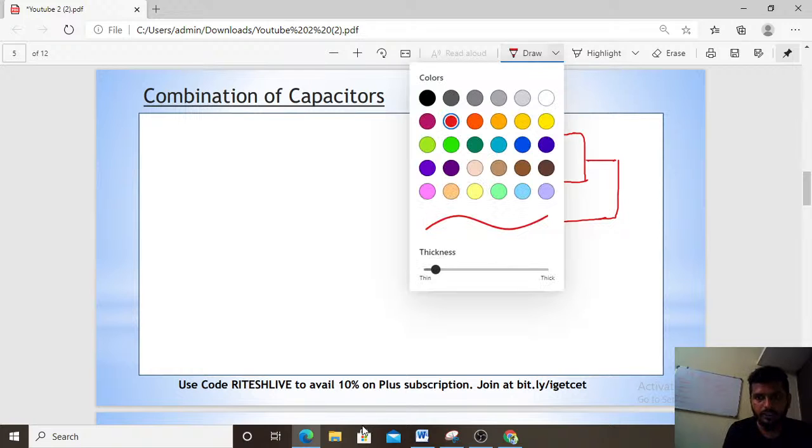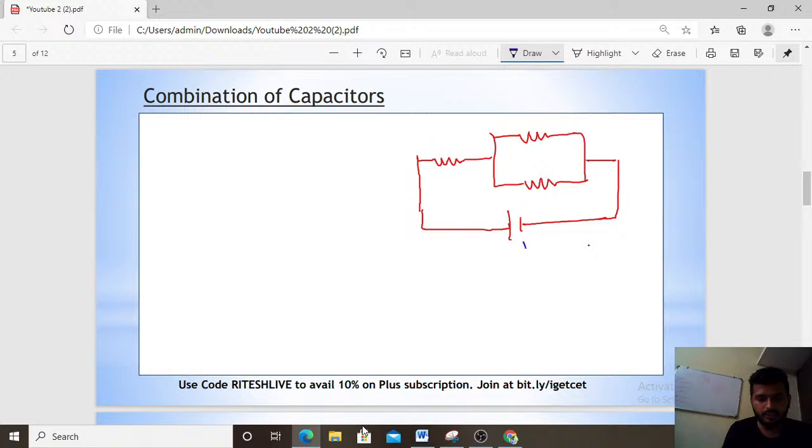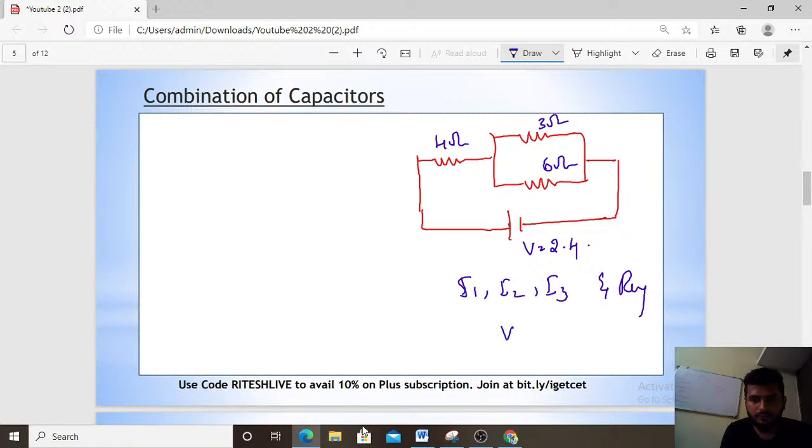The voltage they have given, how much? Battery voltage V is equal to 2.4, and resistance here it is 4 ohm, and here it is 3 ohms, and here it is 6 ohms. Okay, so what you need to find is I1, I2, I3, and also R equivalent. Okay, so here actually V is equal to I into R. Voltage anyhow you know, I you need to find. When it is in parallel, current I will flow. Okay, current on each resistor.